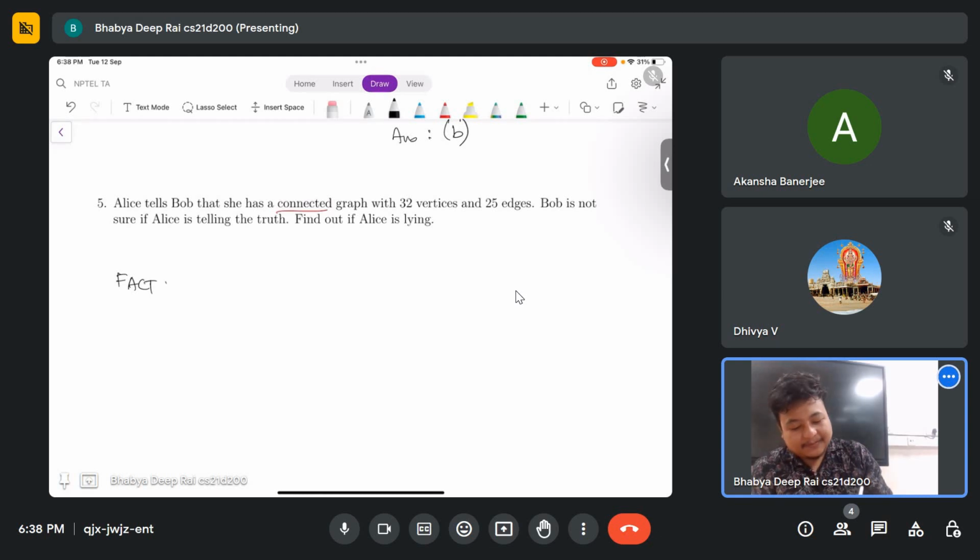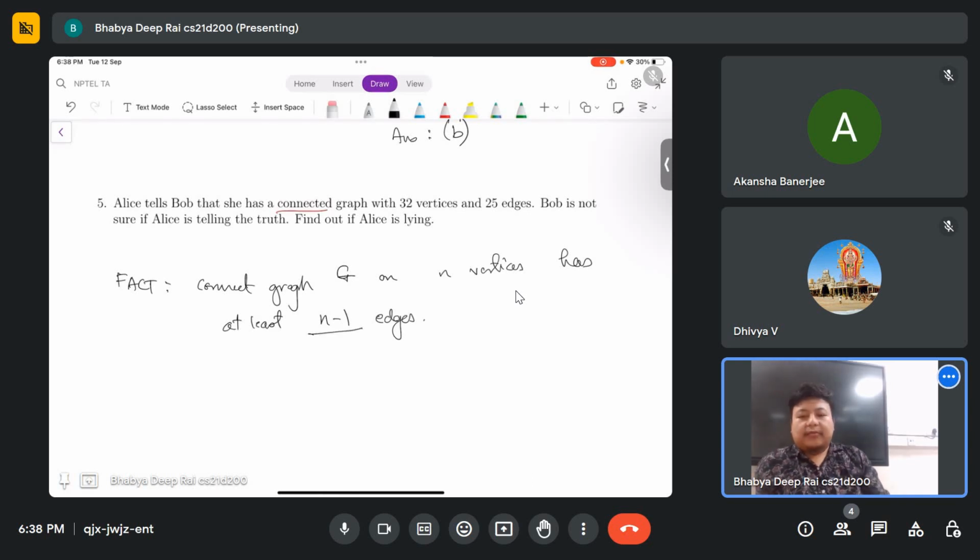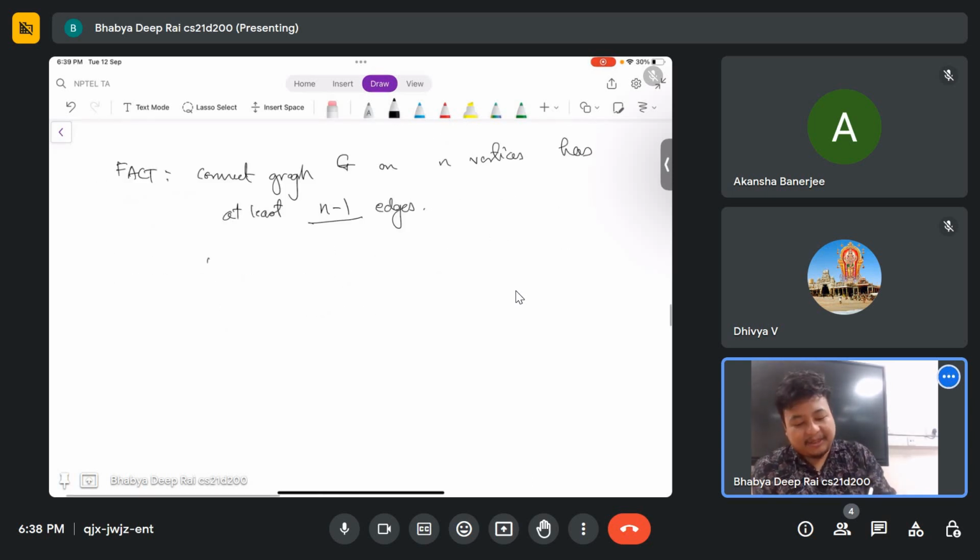What is the fact? A connected graph G on n vertices has at least n minus 1 edges. You can try it, make a connected graph. This is a connected graph. How many vertices are there? 1, 2, 3, 4. How many edges are there? 1, 2, 3, 4.